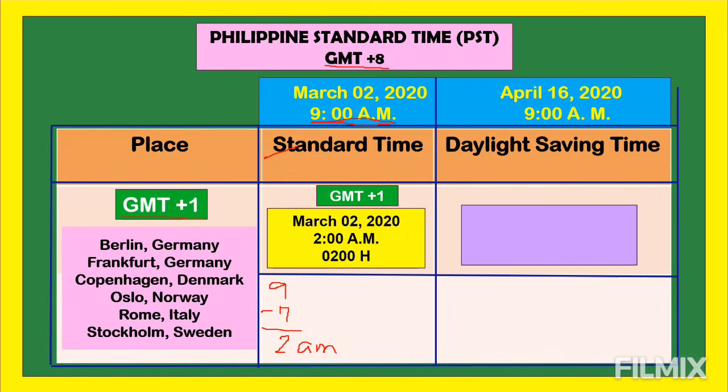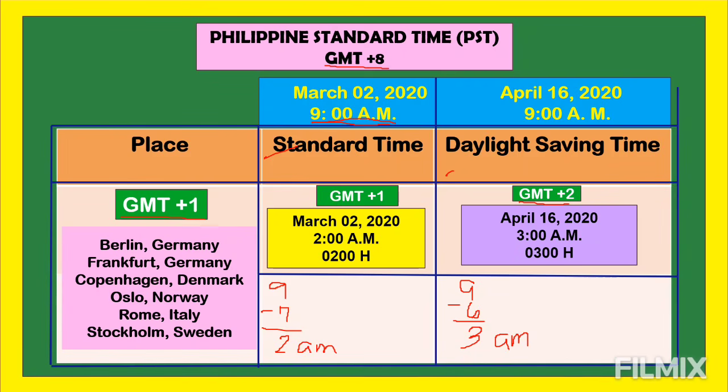Okay, how about during daylight time? During daylight time, their time zone is equal to GMT plus 2. So the time difference now is not 7 hours, but 6 hours. If we're going to convert 9 a.m. with a time difference of 6 hours, then their time is equal to 3, that is 3 a.m., because we are moving backward. So their time and date is April 16, 2020, 3 a.m. If we write that into a 24-hour clock, that is 300 hours.